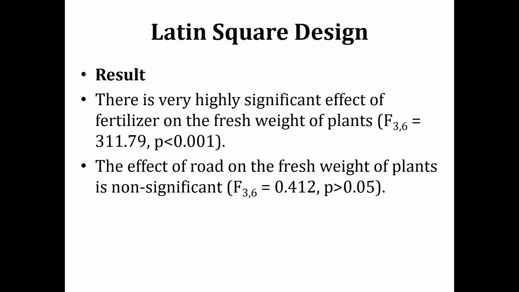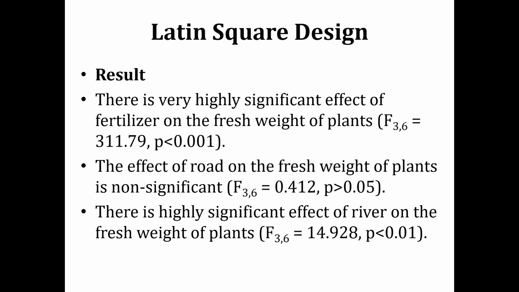Then we have the result for our gradient A, which is the road gradient, and the effect of road on the fresh weight of plants is non-significant. So the F at degrees of freedom 3 and 6 is 0.412, and the probability is greater than 0.05.